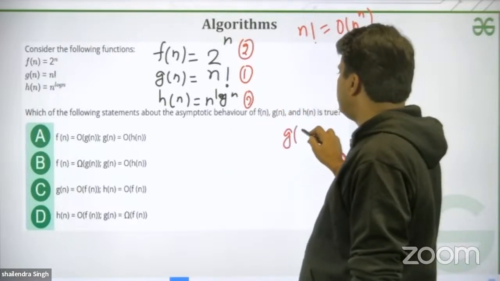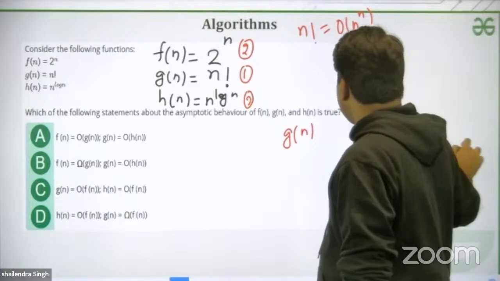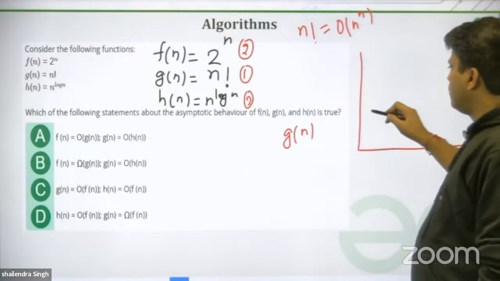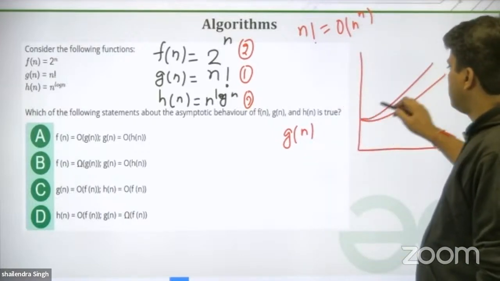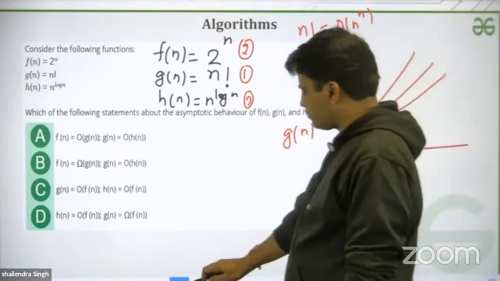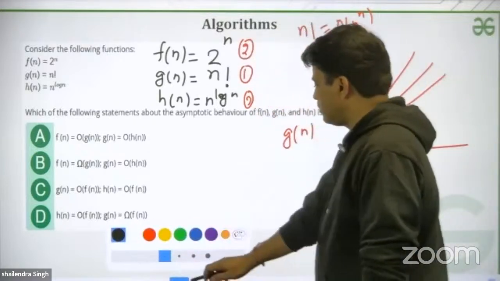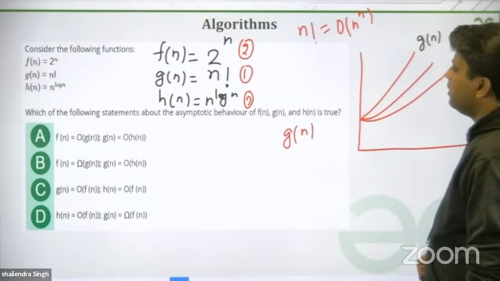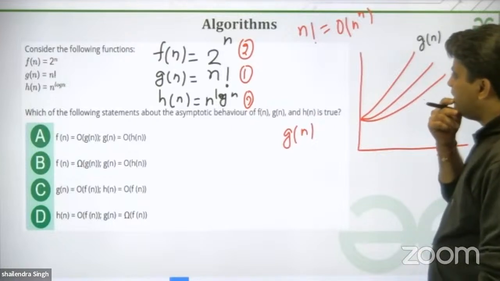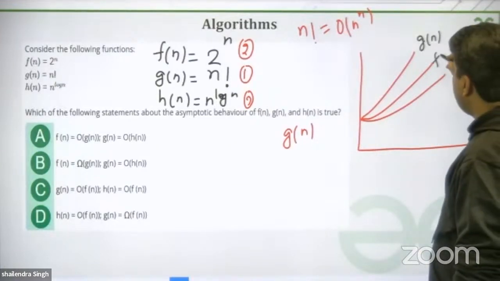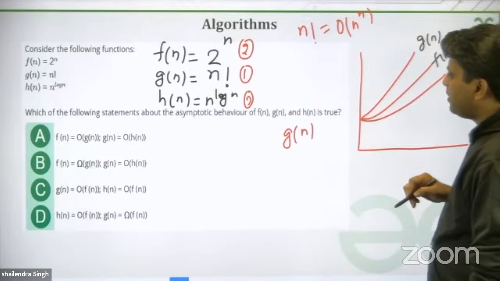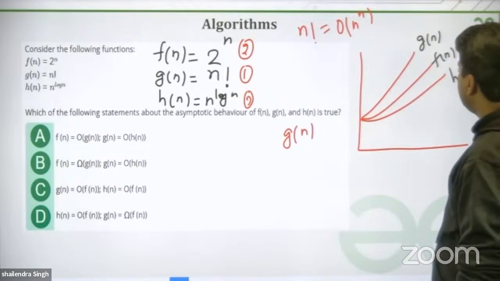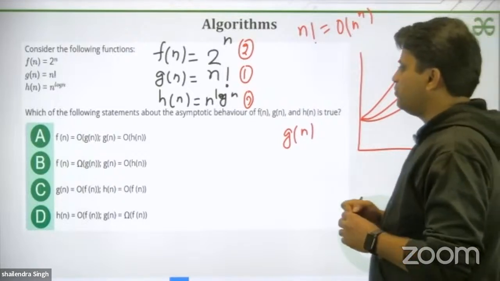लार्जेस्ट फंक्शन डियर स्टूडेंट gn है। अगर आप देखेंगे, which one is the largest? Largest function is gn, and then after this fn, and इसके बाद सबसे लोअर फंक्शन क्या है? लोअर फंक्शन इज hn.